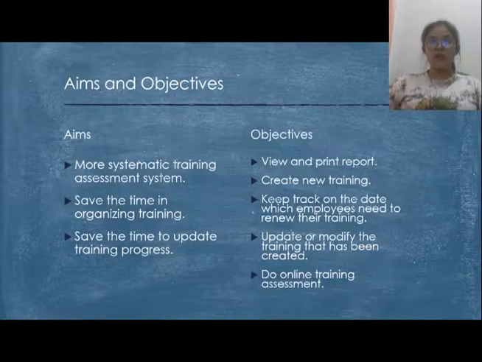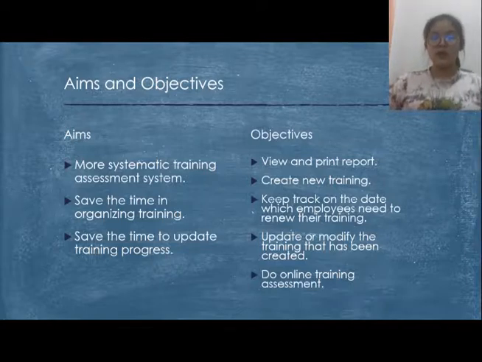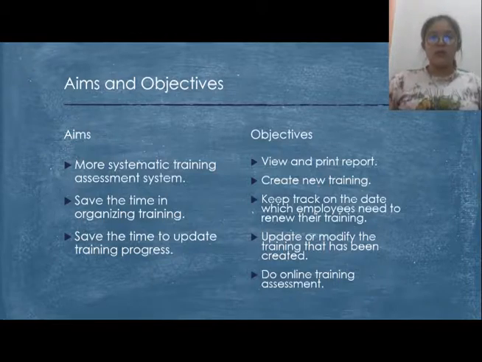The objectives for this project are to allow admin to view and print reports and create new training. They are also able to keep track of the date on which an employee needs to renew their training. Furthermore, admin are also allowed to update or modify the training that has been created by using this system. The objective of this system for the company employees is to allow them to do online training assessment.